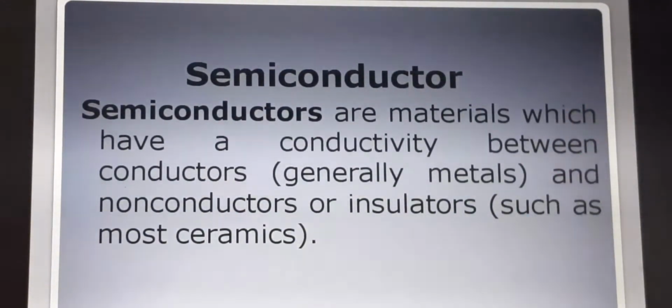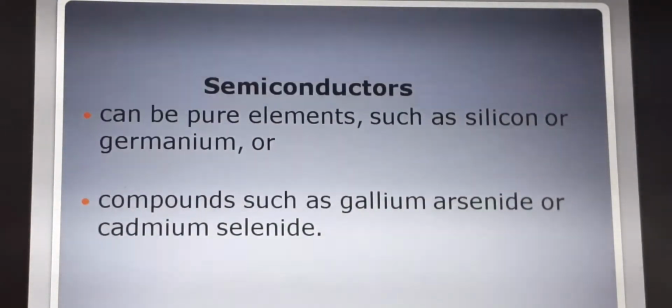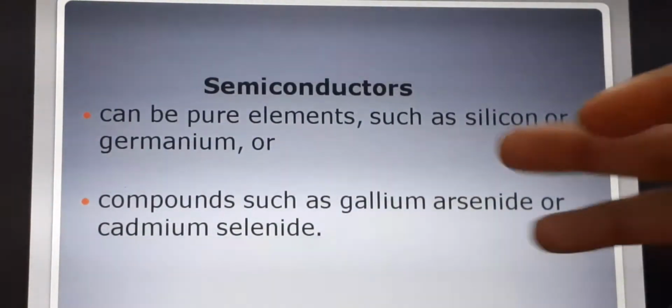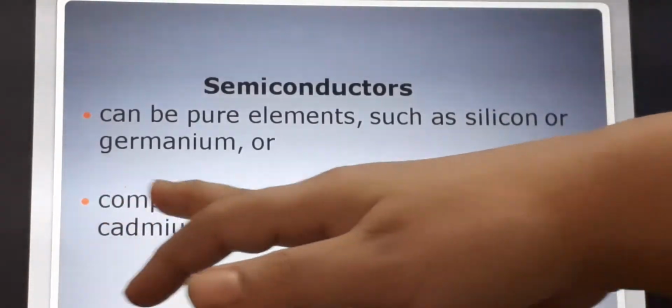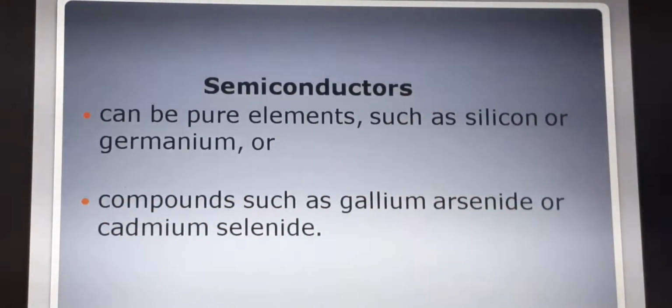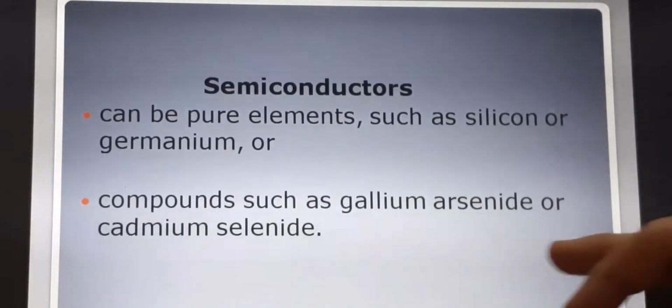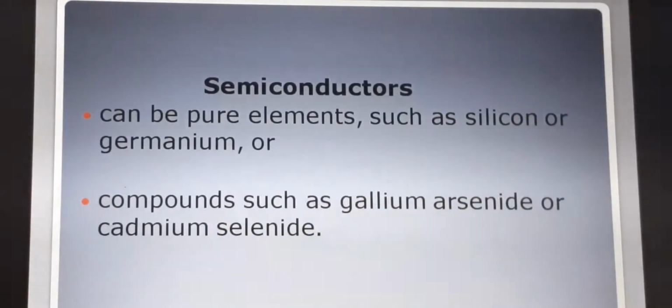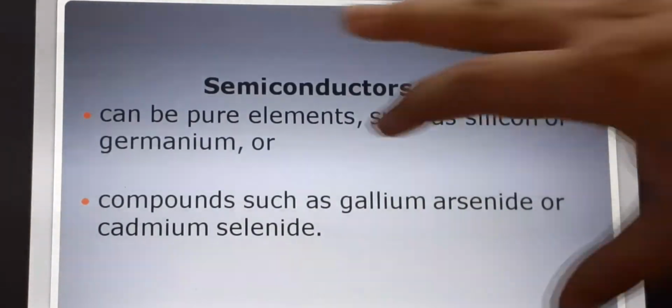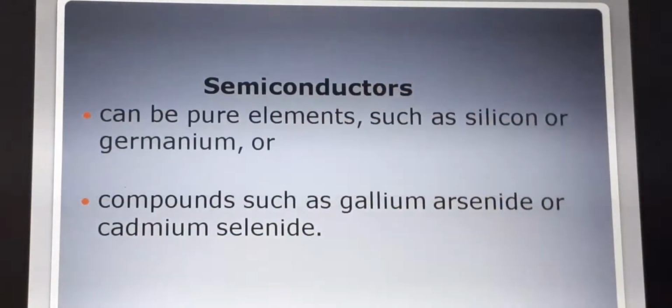We know that there are three types of matter. One is conductor, another is non-conductor, and the other is semiconductor. So the conductivity of a semiconductor always lies between conductors and non-conductors. Semiconductors can be pure elements and can also be compounds. In the case of pure elements, silicon or germanium. In the case of compounds, gallium arsenide or cadmium selenide. So these are the examples of semiconductors.